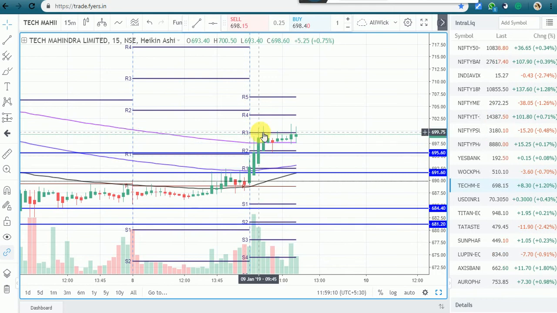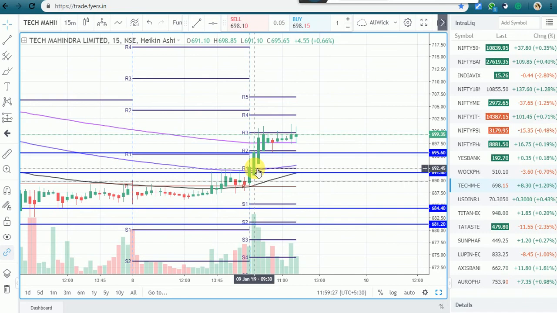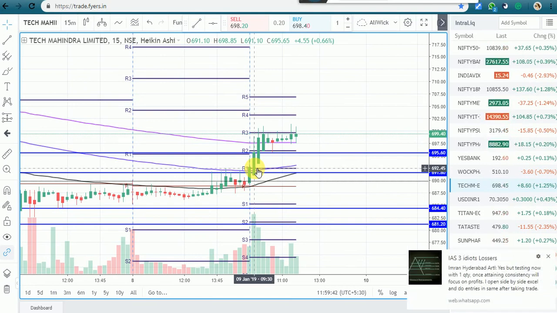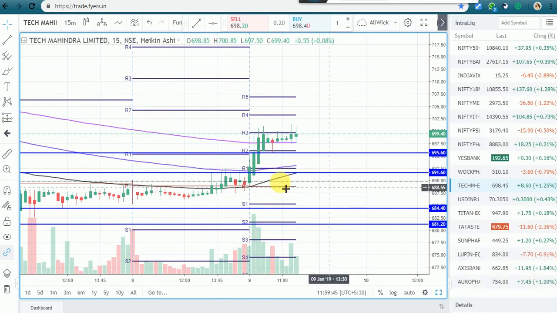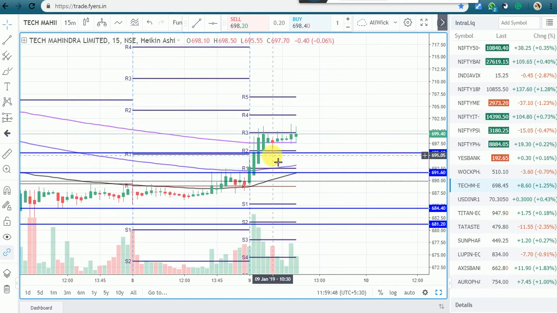So I exited here around 699.45, right? I entered here, so this makes sense to me. Whether it goes higher after that or not doesn't matter, but at least 7 to 8 points I got, which means more than 1.2%, 1.3%. So 0.30% will go for brokerage and so on, and the remaining 1% I should get as profit, right? That's my motive, that's my improvement. You should make a proper way of entry and exit. These are the things actually.